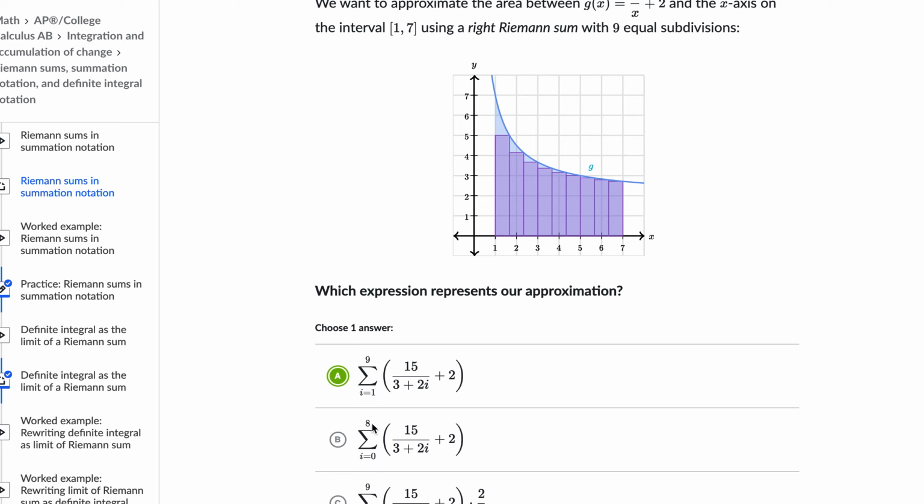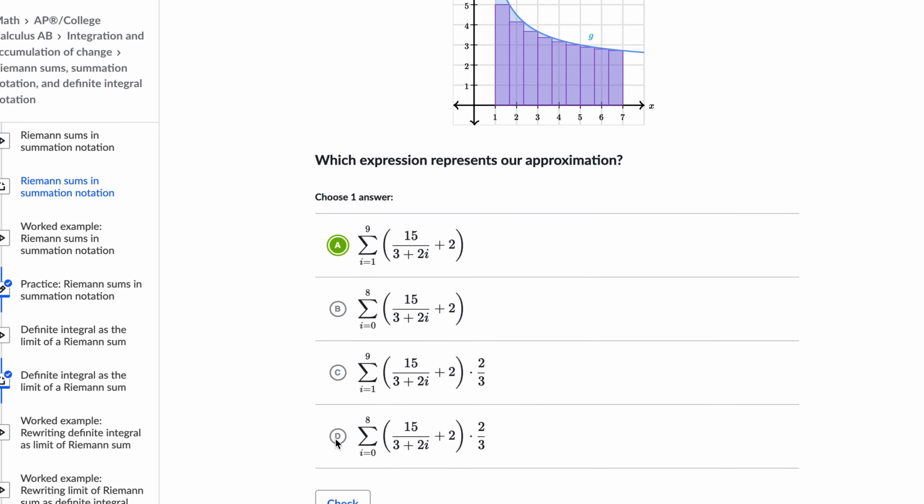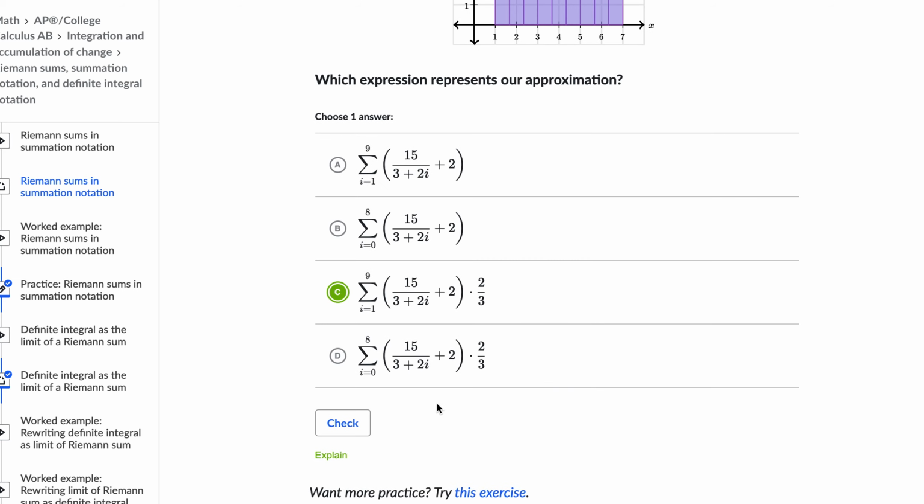None of this is the 0 to 8 part. That would be with the left Riemann sum, so we can rule out options D and B. And then why is this one wrong? Oh, they are right, because you have to remember at the end to multiply by the width. I was so focused on the first part, but remember to multiply by the width, and each of these rectangles has a width of 2/3. So this will be correct.